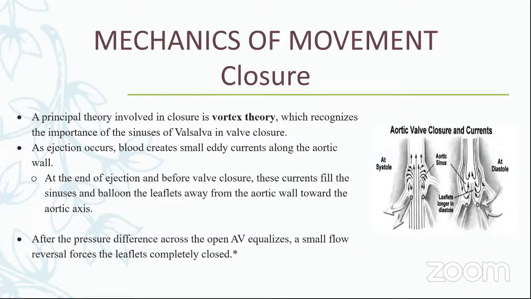How will the valve close? The principal theory behind the closure of the aortic valve is the vortex theory, which recognizes the importance of the sinuses of Valsalva in valve closure. As ejection occurs, blood creates a small eddy current along the aortic wall, as we see in this picture. Then at the end of the ejection, these currents will fill the sinuses of Valsalva, and this filling of the sinuses of Valsalva will push the leaflet away from the aortic root towards the aortic axis.